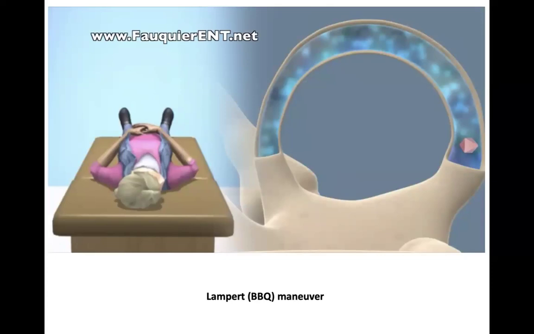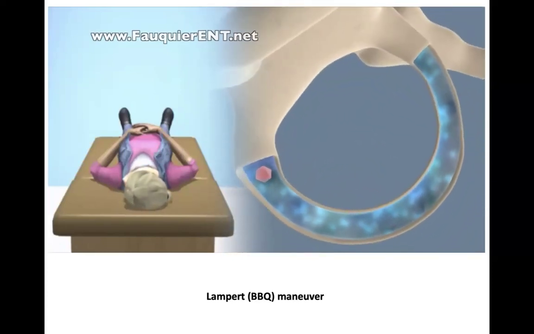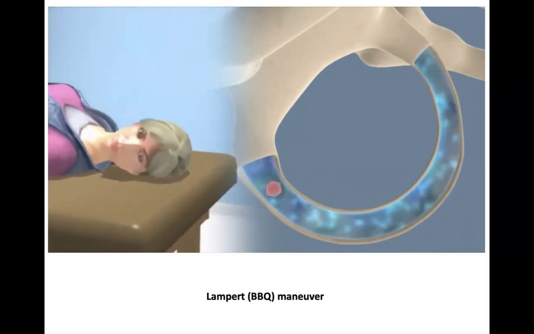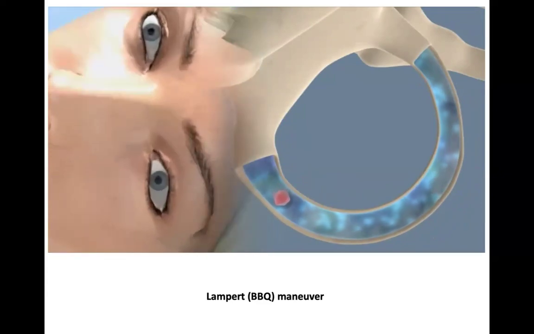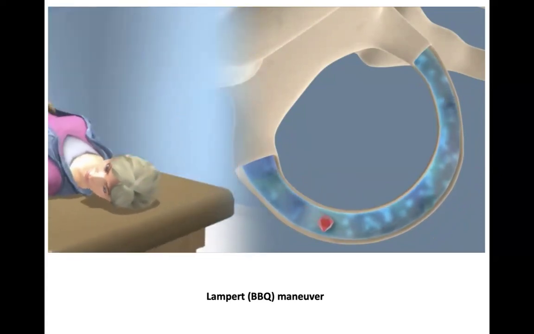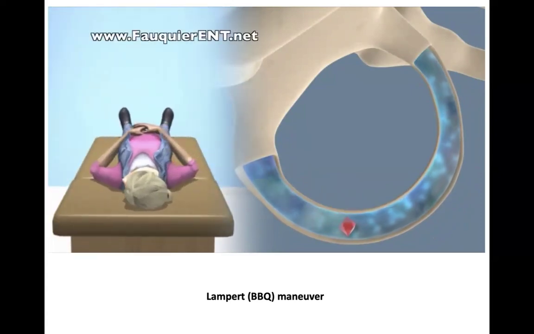So what's going on with these position changes? Essentially, the head is moved in such a way to manipulate the crystal to fall towards the canal opening. With each position change, it takes about 30 to 60 seconds for the crystal to settle into the most dependent position in the canal. If turns are made before the crystal has a chance to settle, the crystal may fall back the wrong way and the maneuver will fail to work.